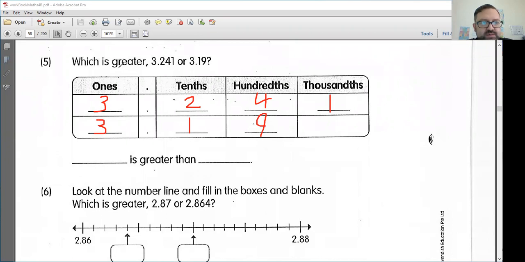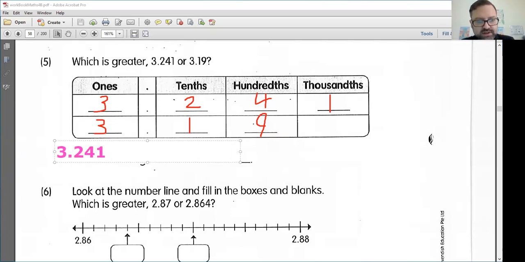So now we're asking which is greater. Okay, so once again, we start on the left-hand side. 3 ones, those are both equal. Then I have 2/10 and 1/10. All right, now I can tell which one is greater. 2/10 is greater than 1/10. And therefore, my first number should be greater. 3.241 is greater than 3.19.